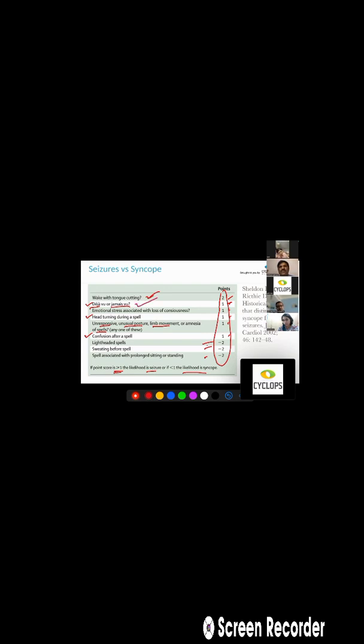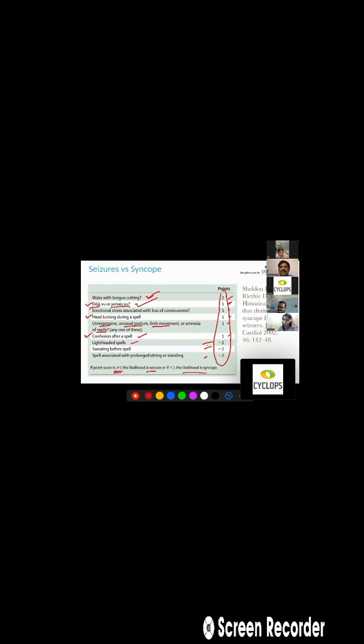Deja vu and jamais vu is one thing that I have personally found helpful when talking to patients. And post-ictal confusion is one more thing that is really, really helpful. Posturing, there are some other points: when it happens, how much, all those things will come into play.